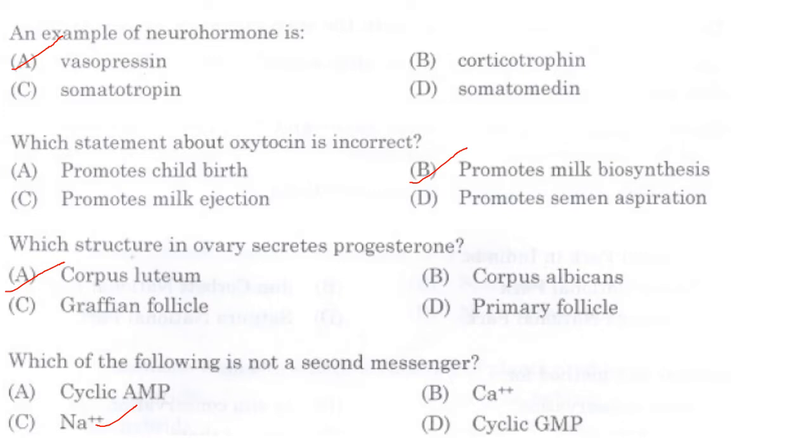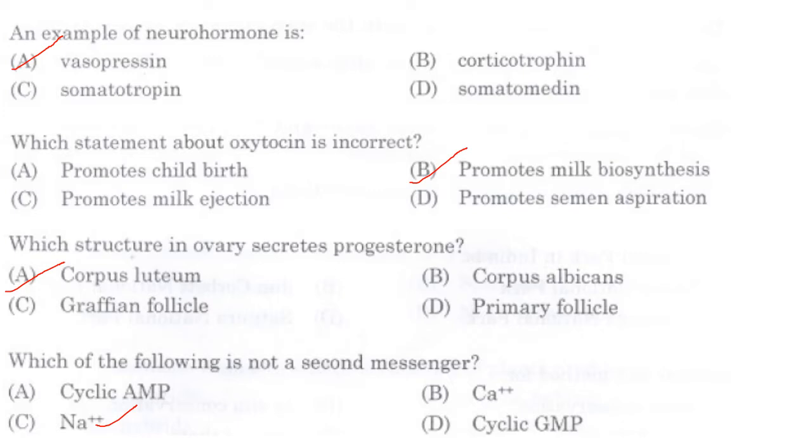Then an example of neurohormone: from the options we can see that vasopressin is an example of neurohormone. Answer is option A. Which statement about oxytocin is incorrect? Promotes childbirth, that's correct. Promotes milk biosynthesis: milk biosynthesis is done by prolactin, not by oxytocin. So answer is option B. Promotes milk ejection, that is also correct about oxytocin, and promotes semen aspiration, that's also oxytocin.